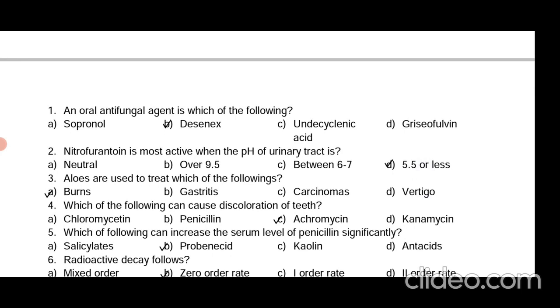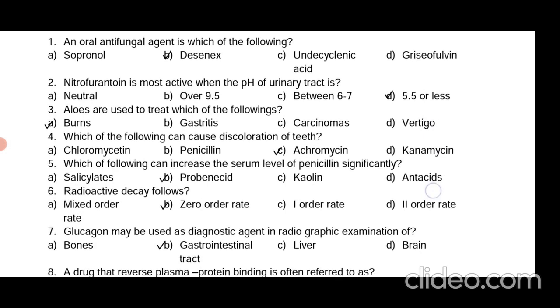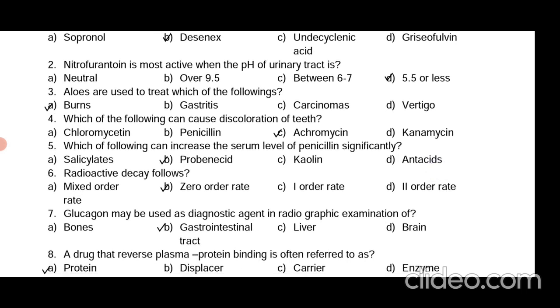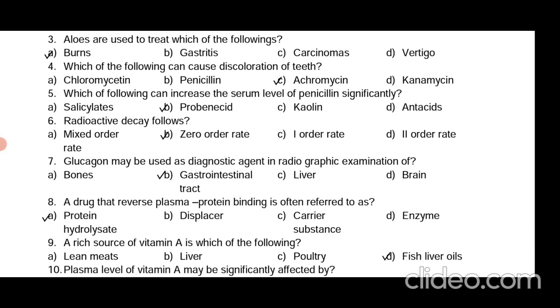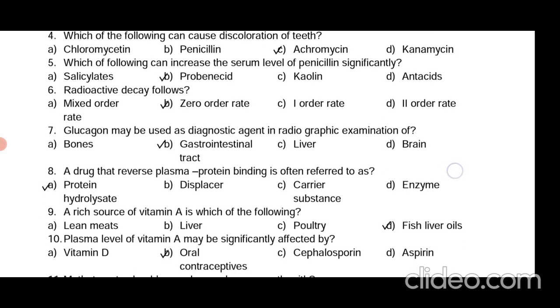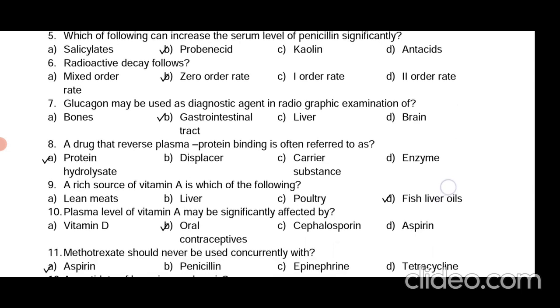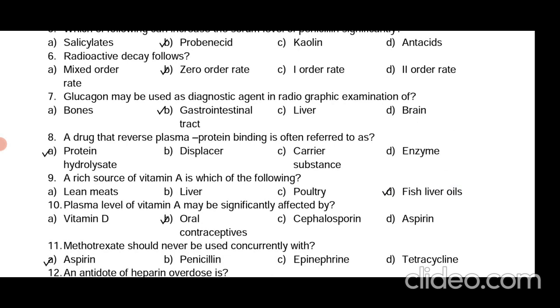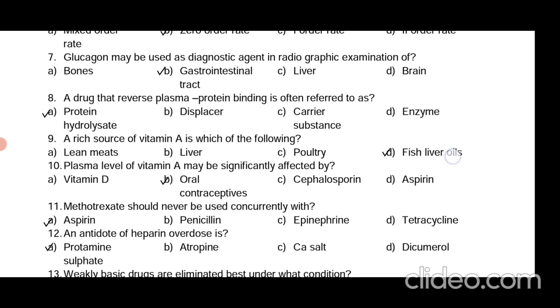Radioactive decay follows a zero order rate. Glucagon may be used as a diagnostic agent in radiographic examination of the gastrointestinal tract. A drug that reverses plasma protein binding is often referred to as protein hydrolysate. A rich source of vitamin A is fish liver oil. Plasma level of vitamin A may be significantly affected by oral contraceptives. Methotrexate should never be used concurrently with aspirin. An antidote of heparin overdose is protamine sulfate.